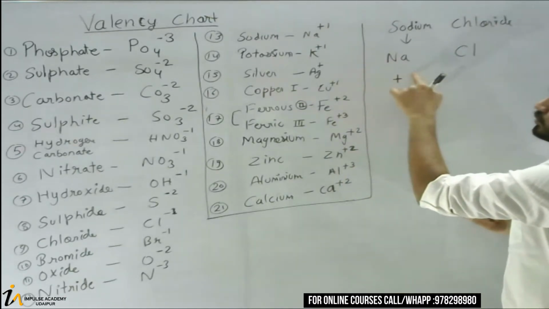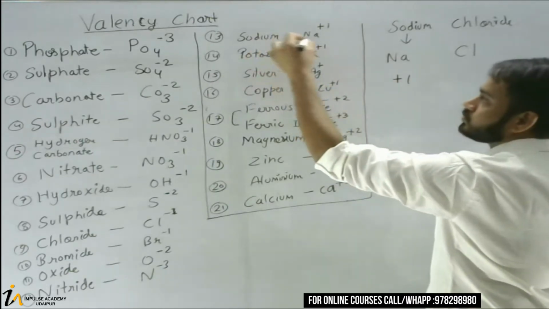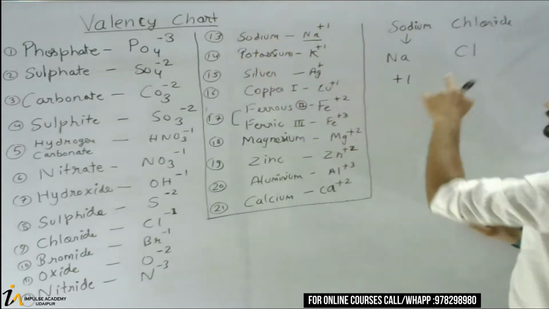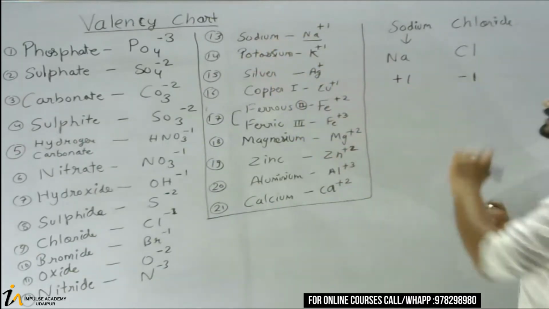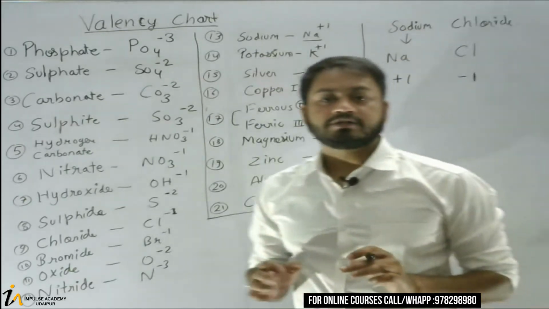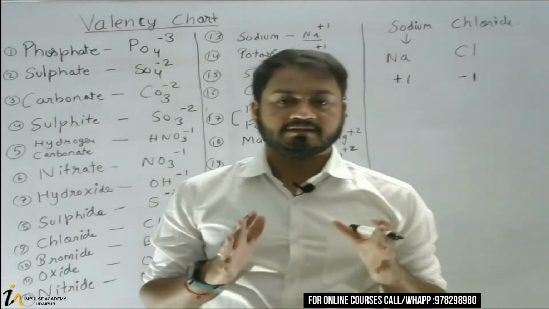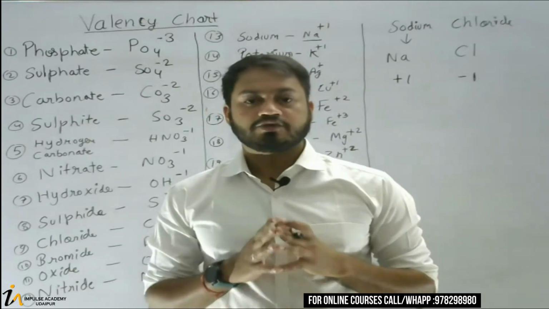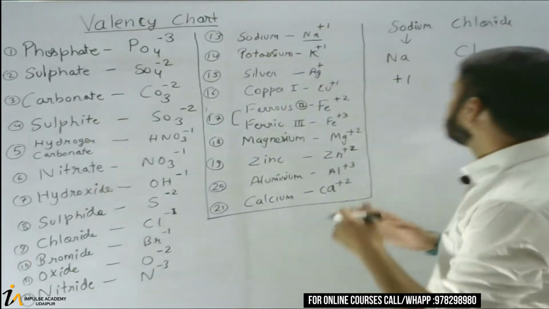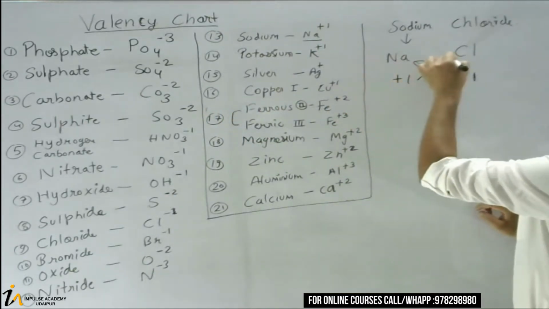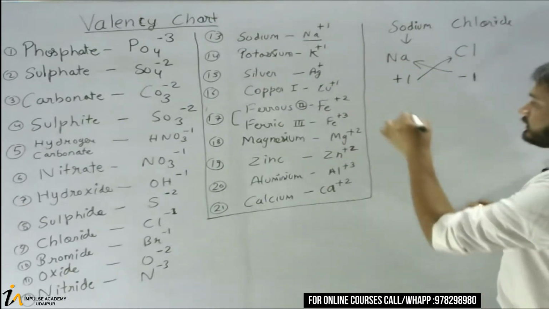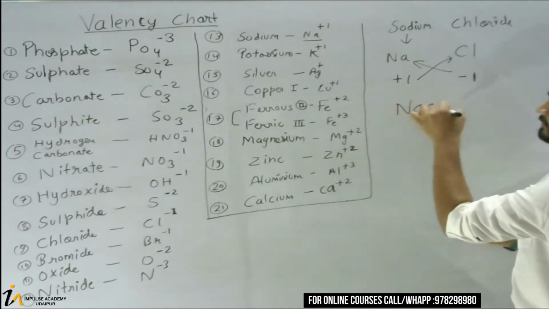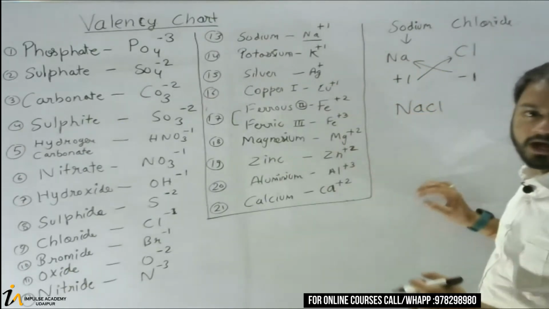Now in this we need to write the valency at the bottom. So the valency of sodium is +1, and chlorine is -1. Now don't consider the positive and negative signs. You just need to cross multiply. How? You can just cross it like this. Now write it as NaCl. Combine this, just join this as NaCl.